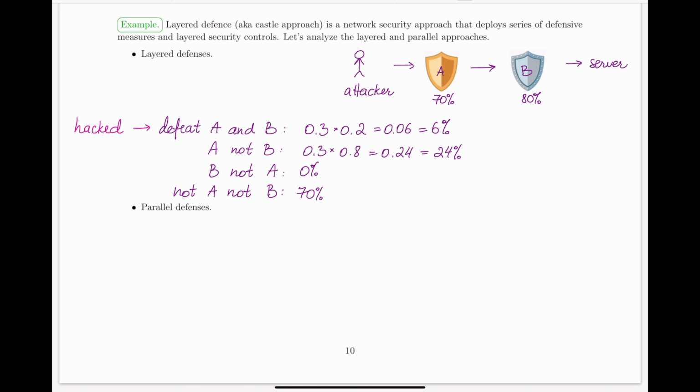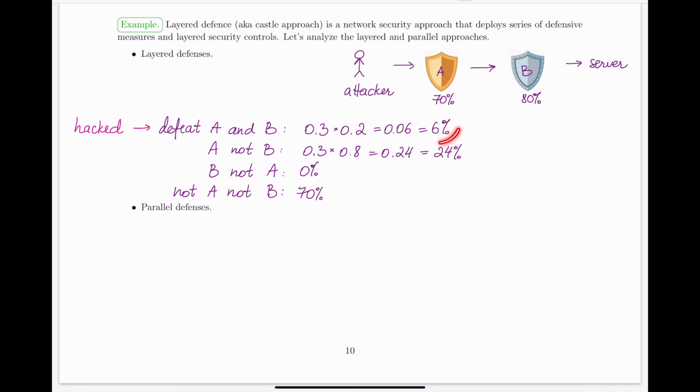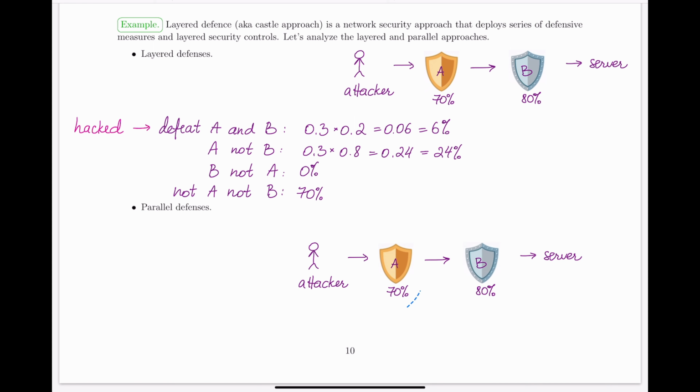So once again, with this layered approach, the attacker succeeds in hacking the server 6% of the time, because this is the only case when that can actually happen. Parallel defenses, much like parallel digital circuits, don't work in series, but rather work in parallel. So let me copy over this picture, but in fact, move it around so I have a parallel approach.